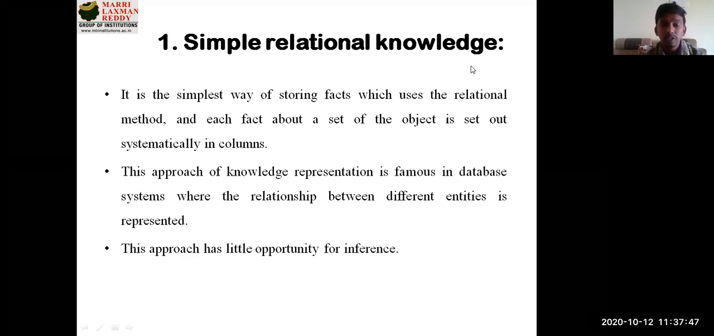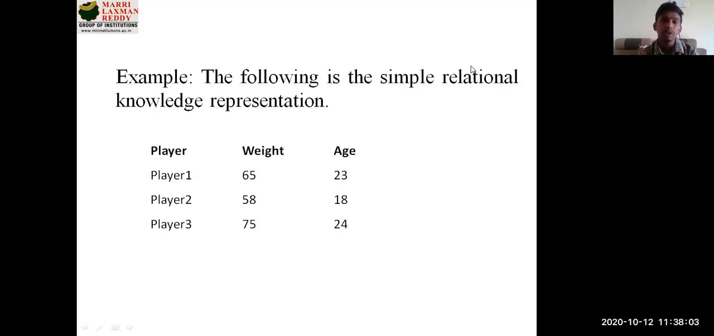This approach has only little opportunity for inferences. Inference means drawing some conclusions. As data is stored in rows and columns, it is easy to understand, but there are only some opportunities for leading to some conclusions or inferences. This is an example of how we represent simple knowledge. You'll have a heading or name for the given column, and according to that you'll have attributes representing different people, or players in this scenario. So this is a simple example of simple knowledge representation.